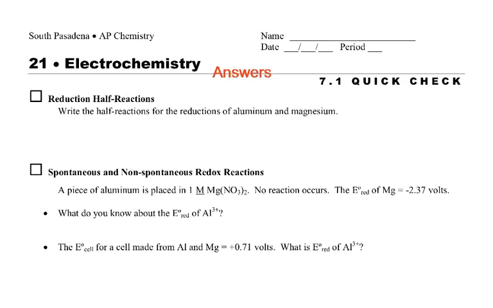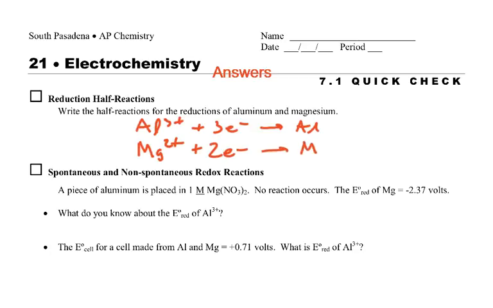The 7.1 quick check starts off by asking about the half reactions for aluminum and magnesium. If we were to write those out, these are always reductions. So I'm going to start with the aluminum ion, and since it's 3 plus, I'll add 3 electrons, and I'll become aluminum metal. And then for magnesium, I'm just going to write magnesium ions plus 2 electrons become magnesium metal.